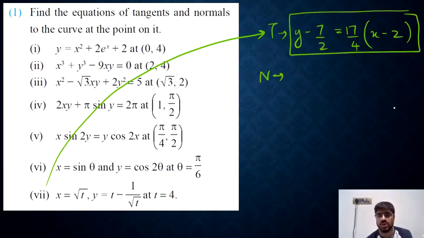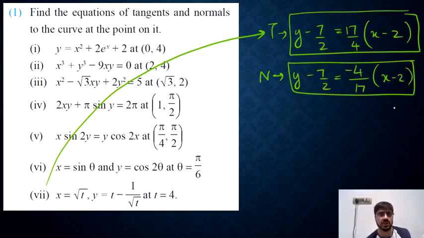And similarly, the equation of your normal will be y minus 7 by 2 equal to the negative reciprocal of this, which is minus 4 upon 17, into x minus 2. And yeah, that completes all the sub questions of the first question in this particular exercise.